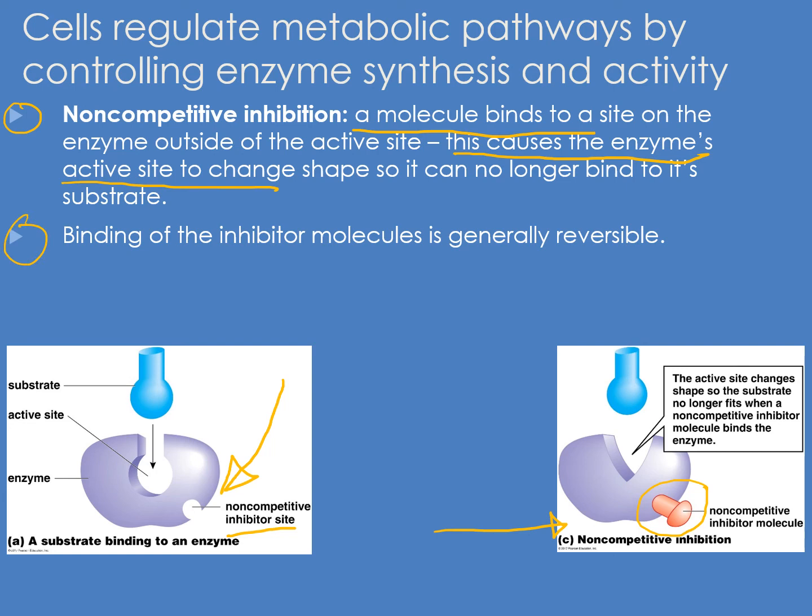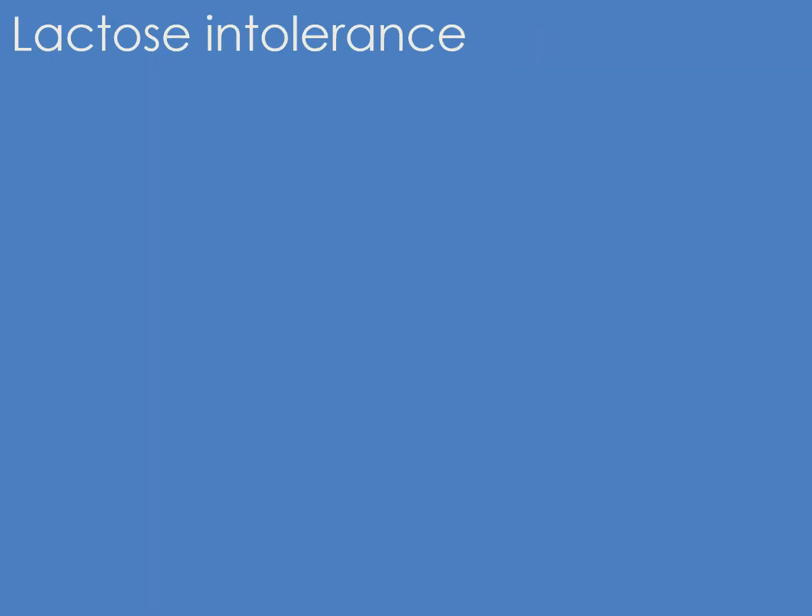Triangle number 2 here, binding of the inhibitor molecules is generally reversible. It is less reversible than competitive inhibition, though. So it's generally reversible. That is acceptable for the exam. Books really like to say it's not reversible, but the fact of the matter is, it is reversible. It is just much less reversible. So this is a fine thing to say for the exam, even if your book says it slightly differently.